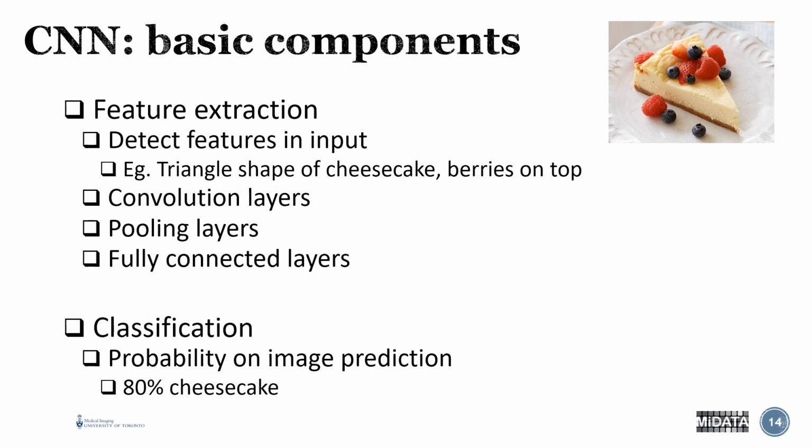Now, at the end, you're going to want to have classification. So your model will be able to classify, in this case, for instance, let's just make it easy, a binary output of the probability of it being cheesecake. And in this case, we can assign the probability of 80% that this image represents cheesecake.